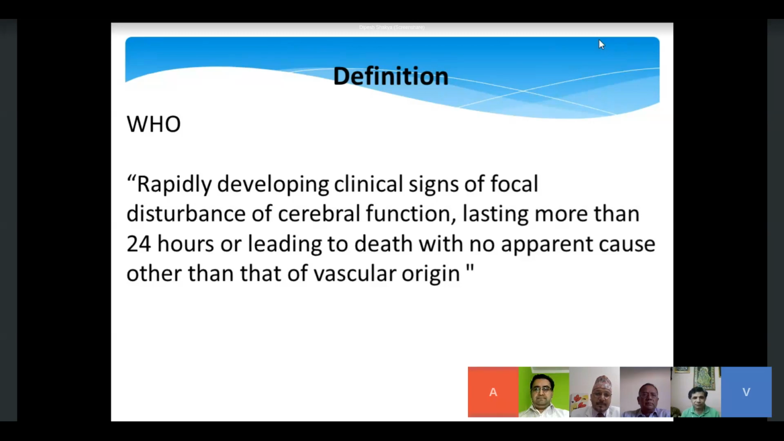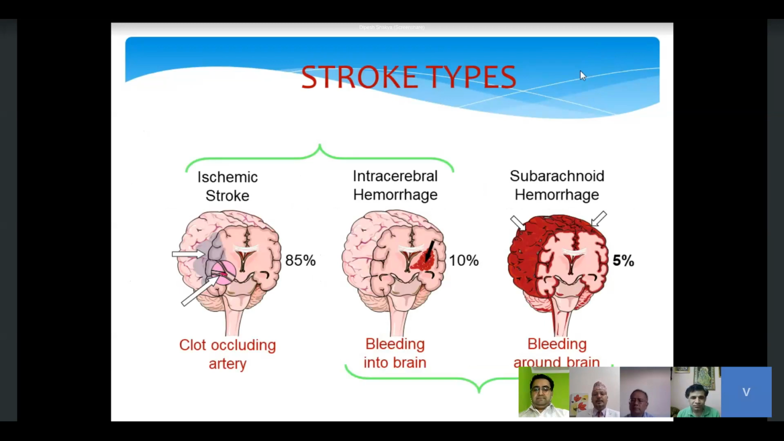Stroke is a rapidly developing clinical sign of focal disturbance of cerebral function, lasting more than 24 hours or leading to death with no apparent cause other than that of vascular origin. In simple form, we can tell it's a neurological deficit secondary to the vascular insult. So generally, we divide stroke into two types: ischemic stroke and hemorrhagic stroke. Ischemic stroke accounts for 85% of the cases and hemorrhagic about 15% of cases.